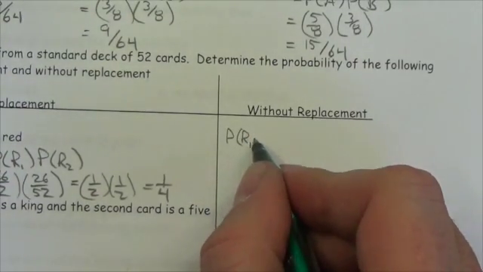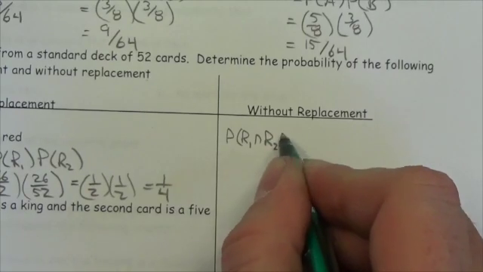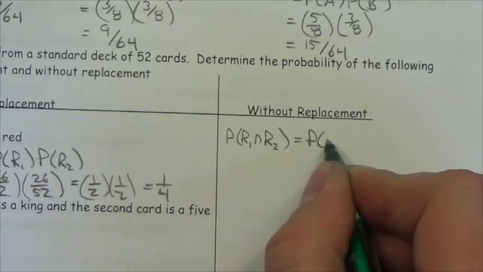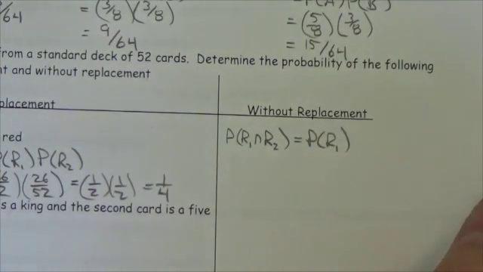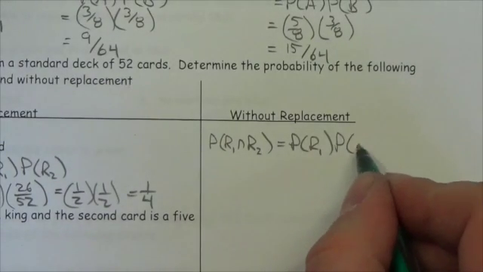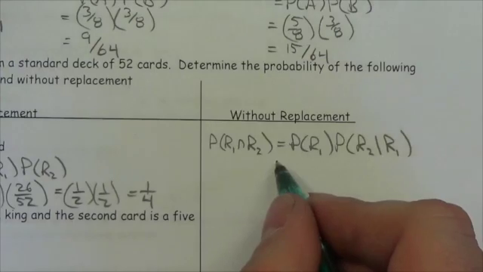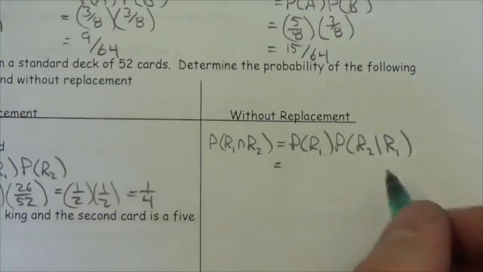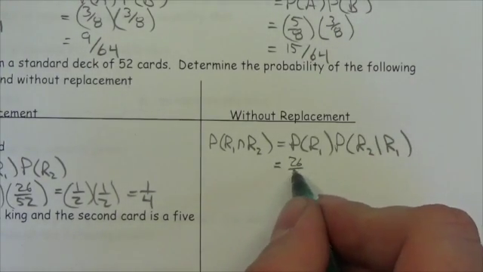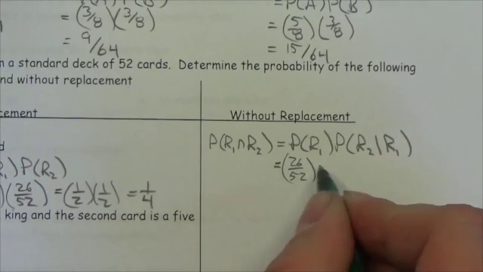So the probability that the first card is red and the second card is red will be the probability that the first card is red multiplied by the probability that the second card is red given that the first card was red. So the probability that the first card is red is 26 out of 52.